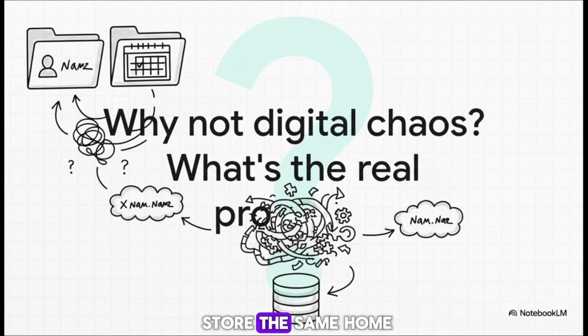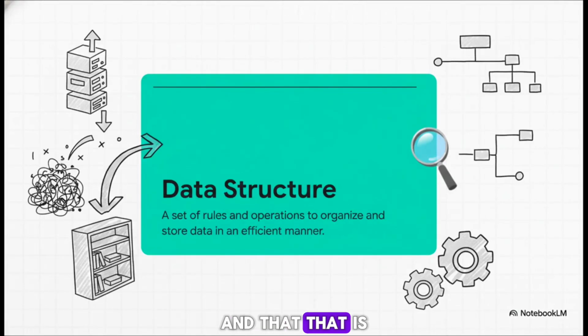Or what if you store the same home address in 5 different places? That's just wasteful. It's called data redundancy. This kind of digital mess is just, well, it's a recipe for disaster. And that is where data structures come to the rescue. They are our solution to all that chaos.